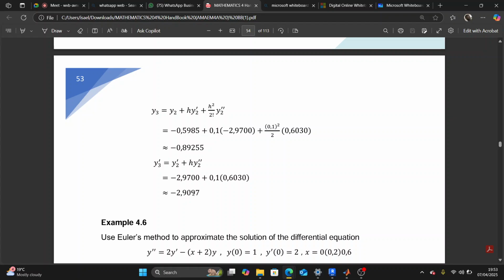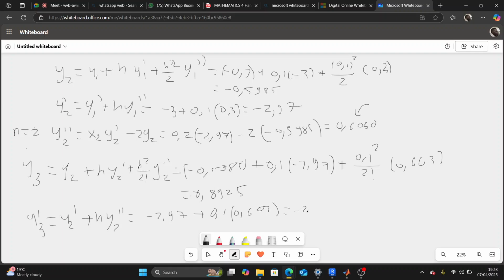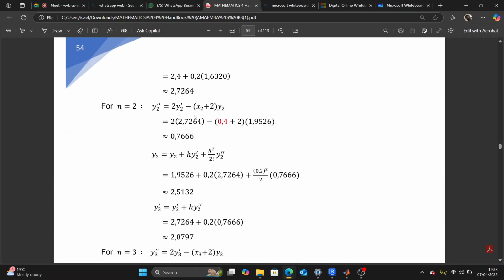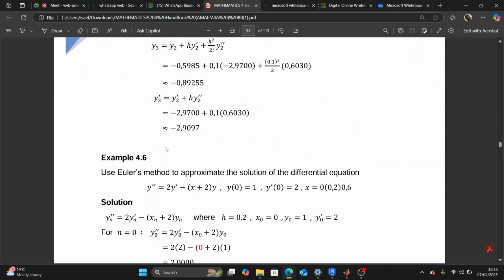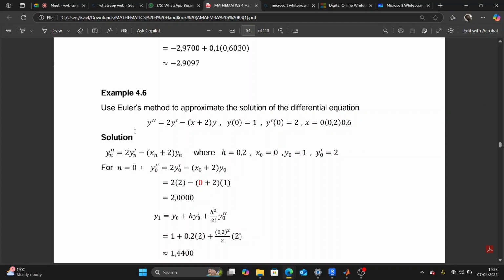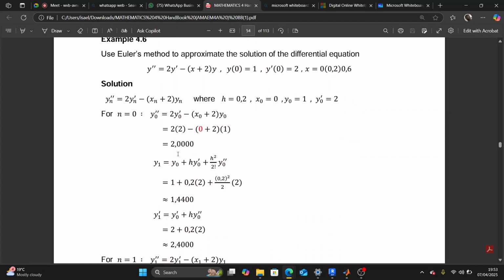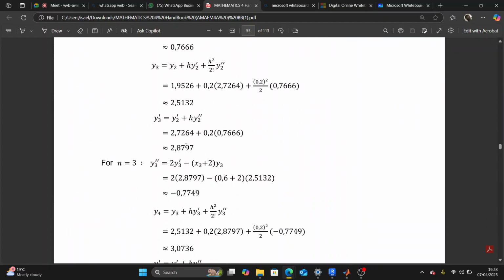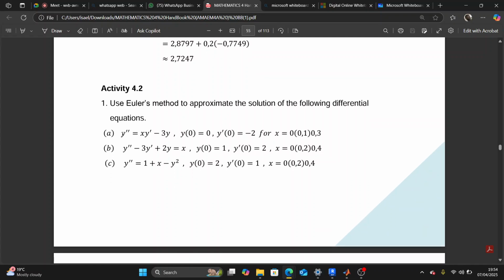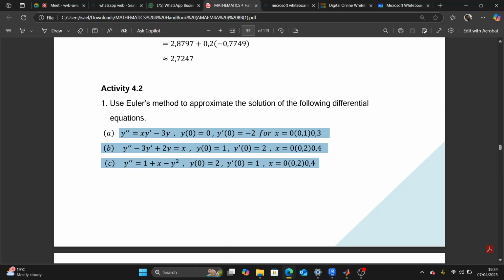Minus 2.9097. So this is it, guys. It is Euler's method of second order. Like I said, if you can understand the example, this part here is also Euler's. They're still solving it the same way. Nothing is changing, it's the same way you can look at it. All these problems here, I believe that you guys can do that. I do believe that.